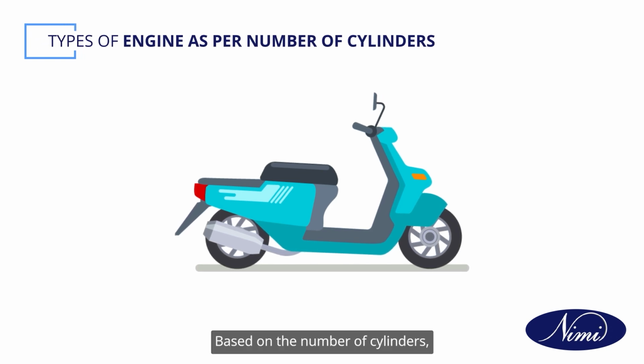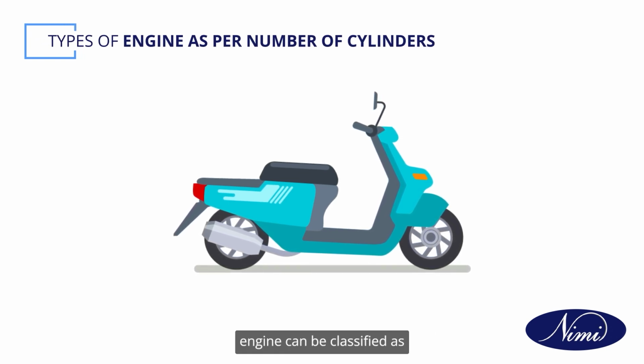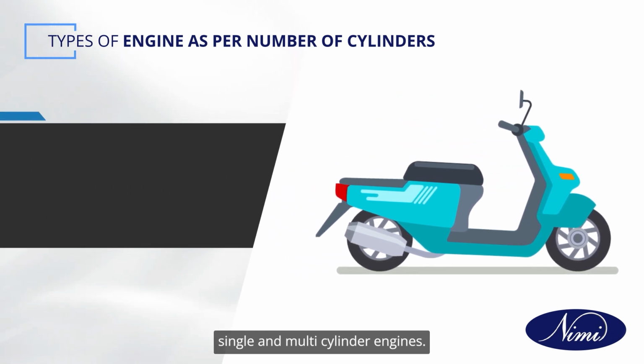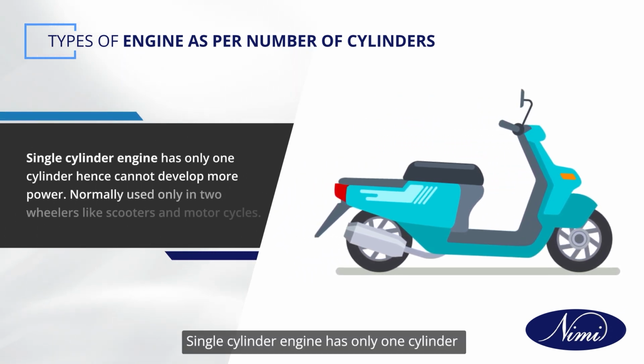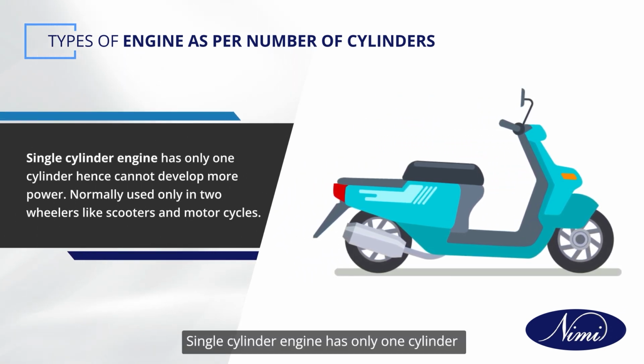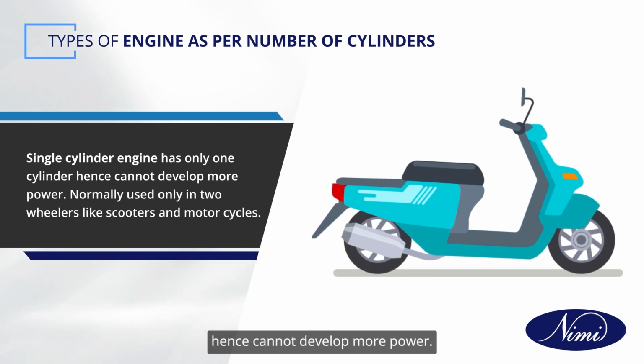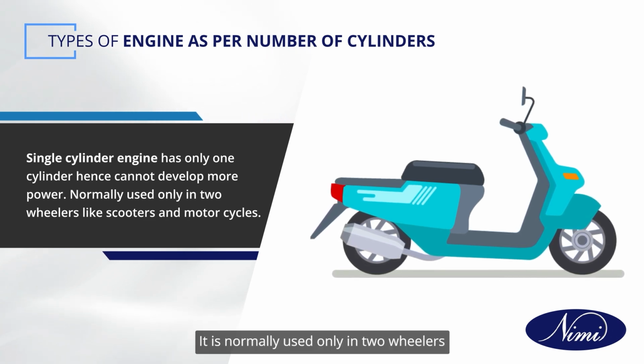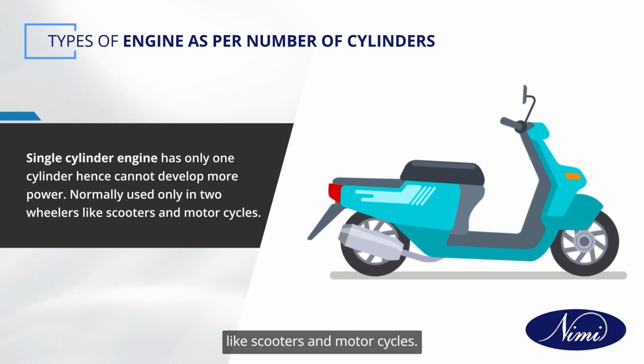Based on the number of cylinders, engines can be classified as single and multi-cylinder engines. A single cylinder engine has only one cylinder, hence it cannot develop more power. It is normally used only in two-wheelers like scooters and motorcycles.